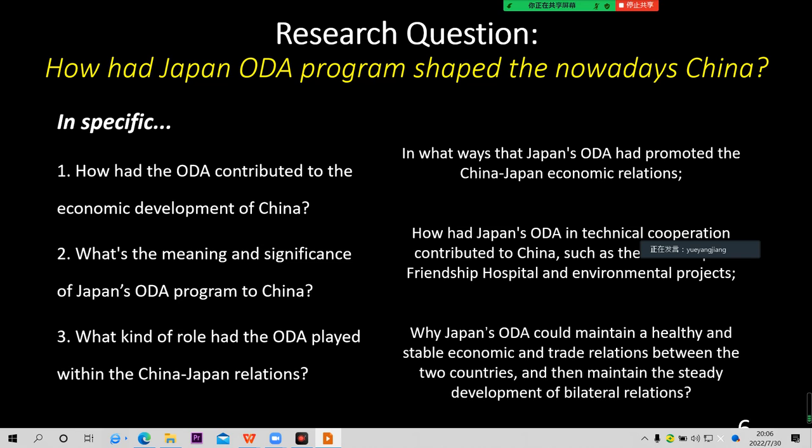So the first one is in what ways Japan's ODA had promoted China-Japan economic relations. And the second one is how Japan's ODA in technical cooperation contributed to China, such as the China-Japan Friendship Hospital and the environmental projects. And the third one is why Japan's ODA could maintain healthy and stable economic and trade relations between the two countries, and then maintain the steady development of bilateral relations.